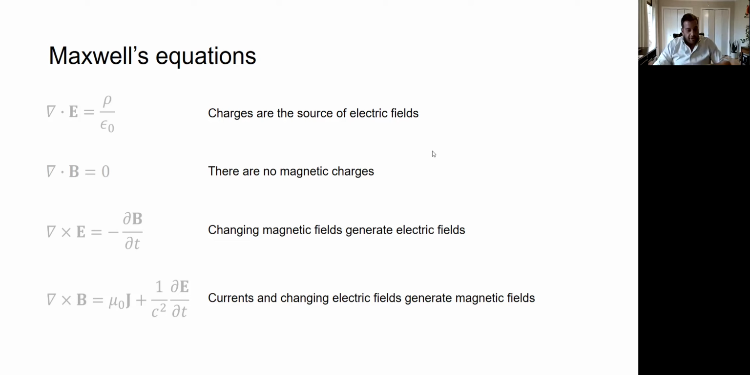So the second equation says that there are no magnetic charges. The third says that a changing magnetic field generates an electric field, and the fourth says that a changing electric field generates a magnetic one, and so on. So these are the foundations of electromagnetism. But then, if we have a changing electric field or a current, we have a magnetic field. How do we have materials that are magnetic without any currents or fields or anything?